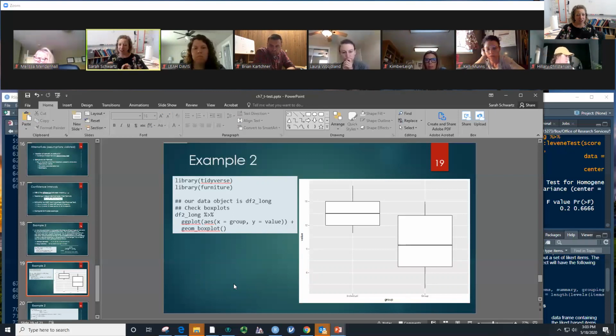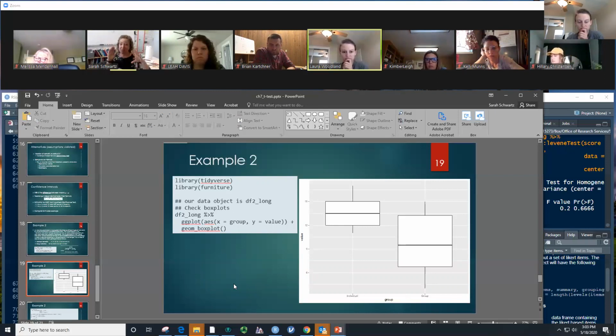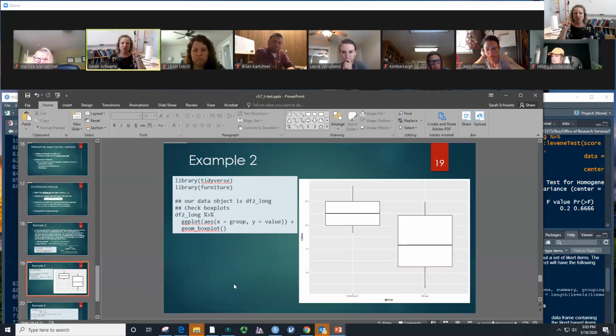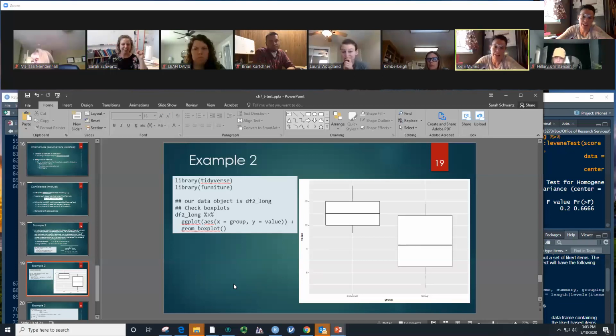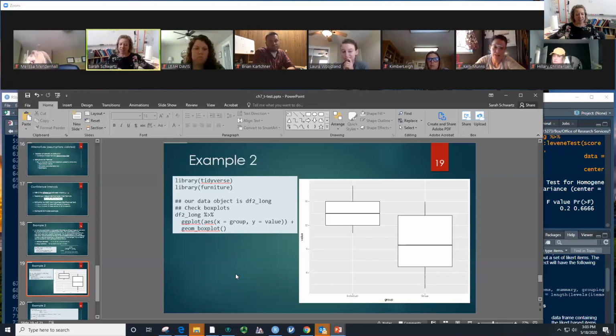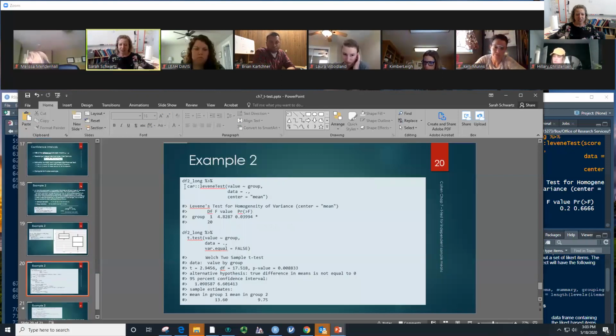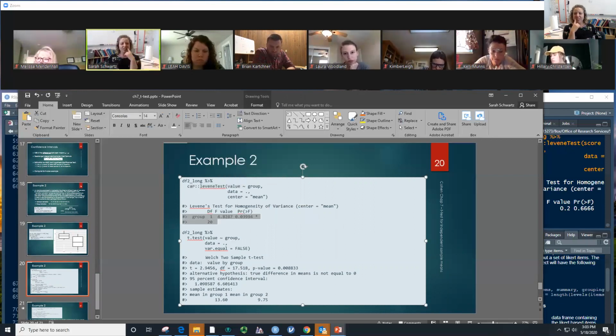How do they compare in terms of their spread? The group has a much larger spread. There's a lot more spread in the group. Do you think that we're going to violate or meet the assumption of homogeneous variance? It looks like we might violate it. Let's do Levene's test to make sure. So here I've run Levene's test. Here are Levene's test results. What do the results of Levene's test tell us?